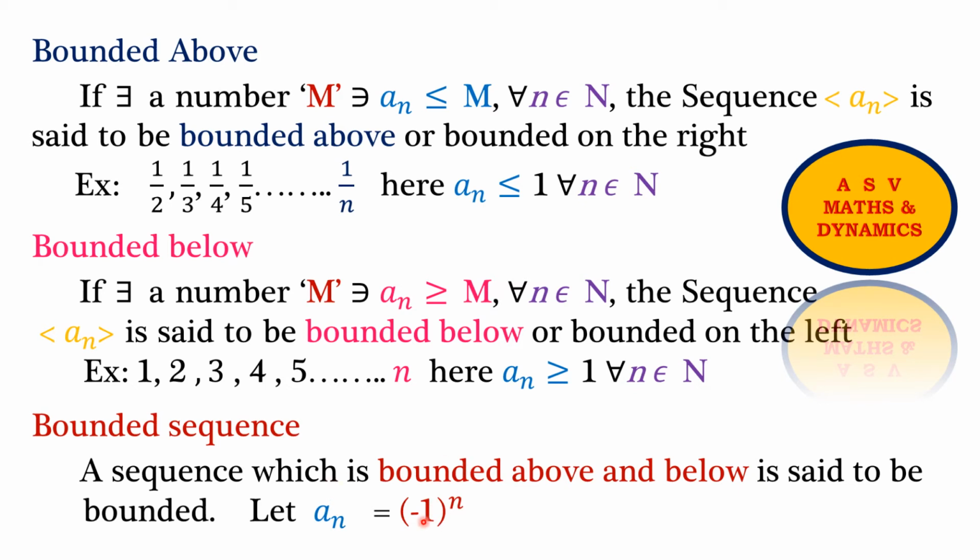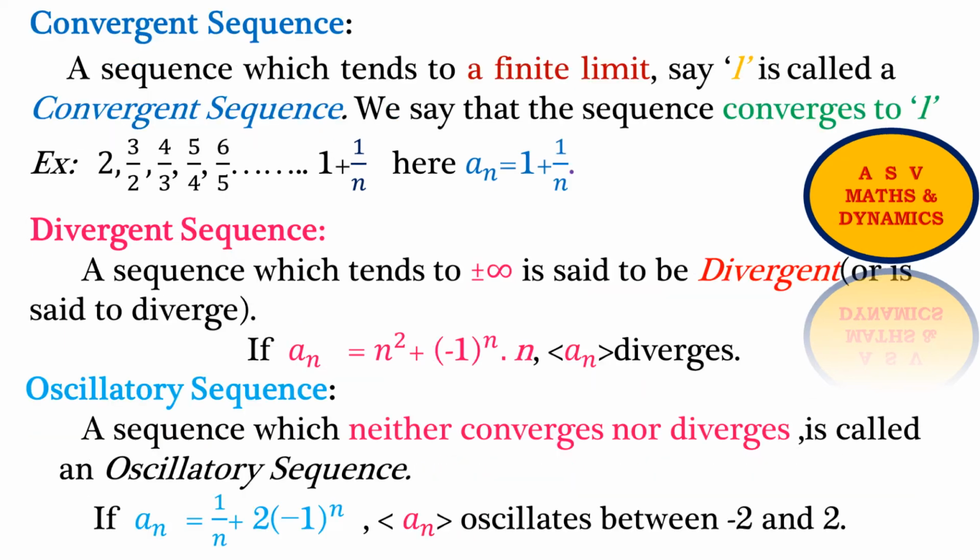So right now, (-1)^n. If you substitute 1, you get -1. If you substitute 2, you get 1. And then once again, if you substitute continuously, it is bounded above and bounded below, you can get it in the series. This is a bounded series.